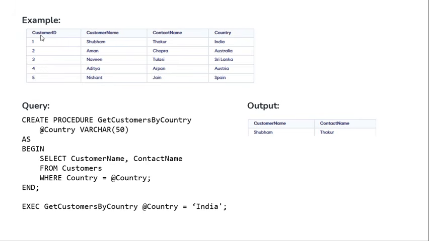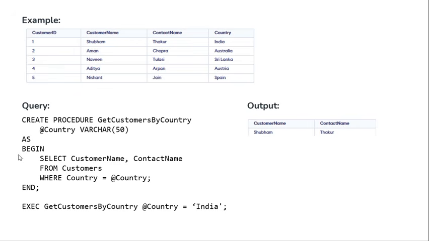For example, take one table with customer details: customer ID, customer name, contact name, and country. The query: CREATE PROCEDURE GetCustomersByCountry, with the parameter @Country, and the data type VARCHAR with size 50.